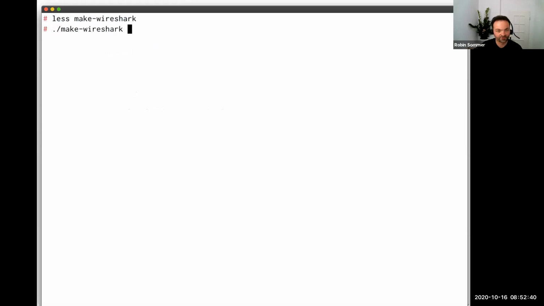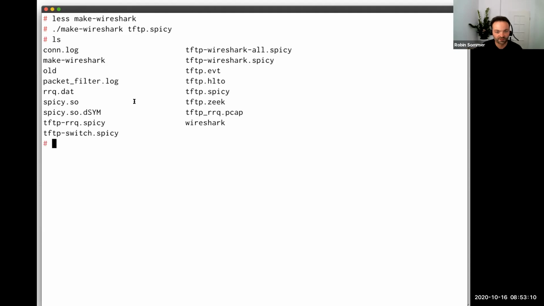So I can start this. I don't have the time to go into detail here and show what it's doing, but I can demonstrate it. So I'm just going to run this with the very same TFTP spicy grammar that you guys already saw a few times now. So it does, just like on the Zeek side, compile that parser and then adds some introspection logic to it that will integrate it into Wireshark. So there should be now my spicy SO here, right?